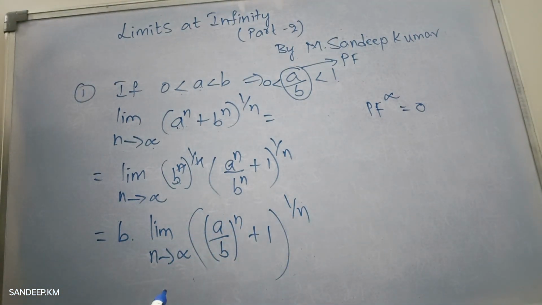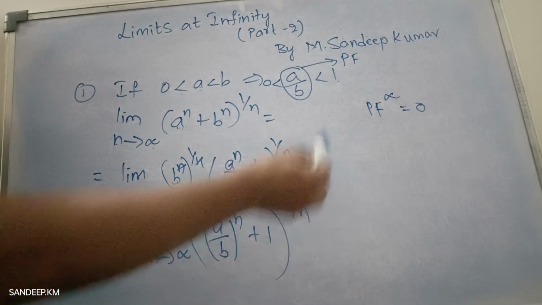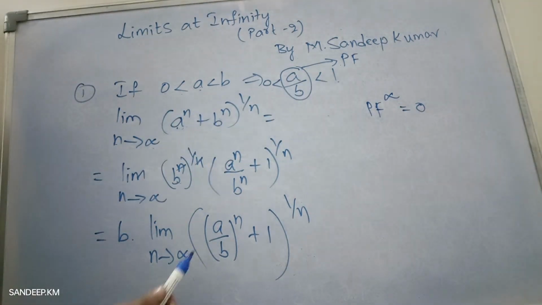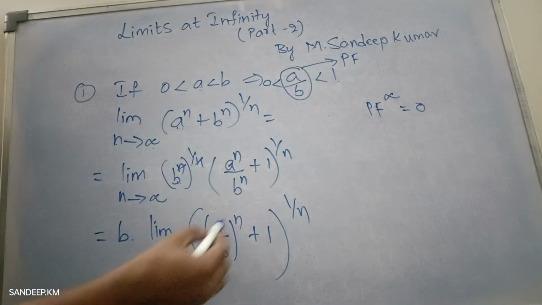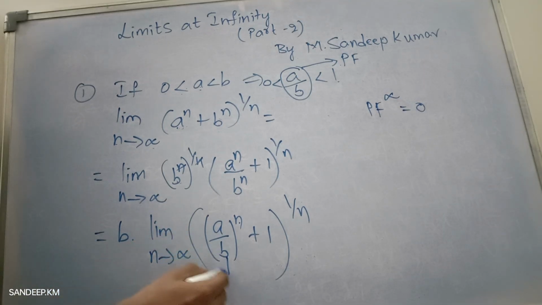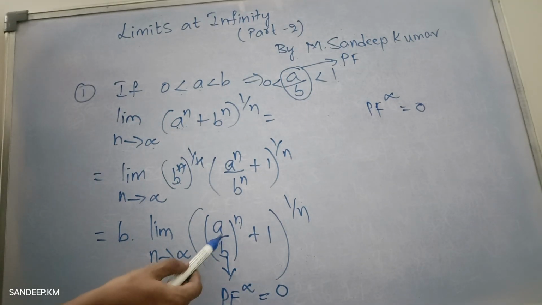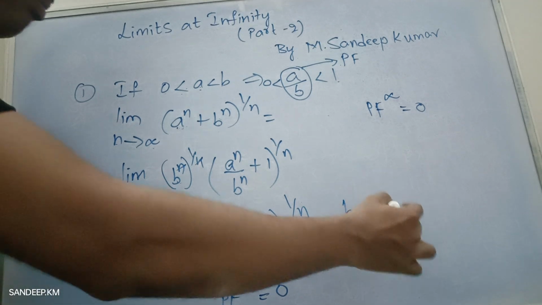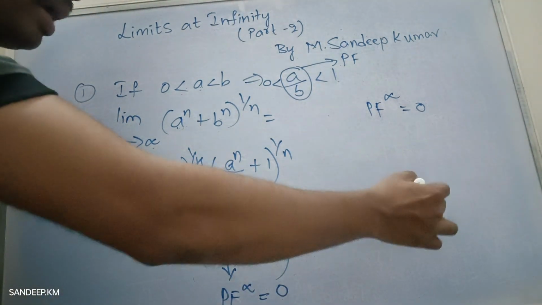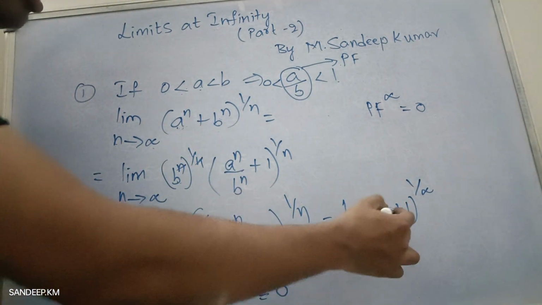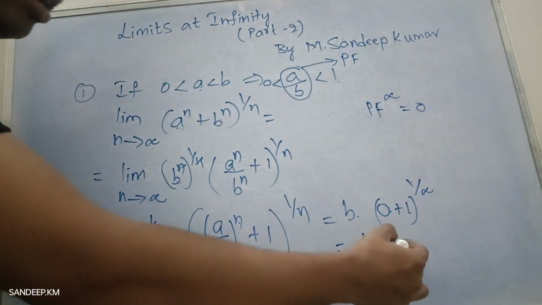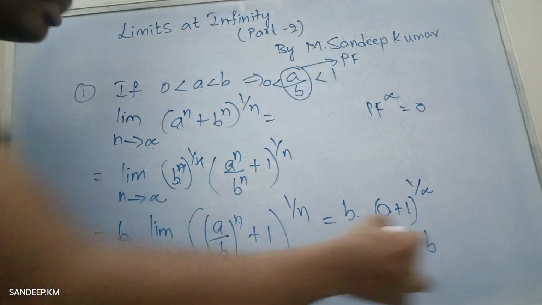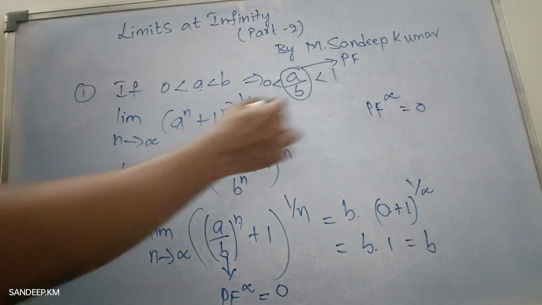Now dear students, observe that a by b is a proper fraction, correct or not? a by b is a proper fraction according to the condition given here and n is approaching infinity. So this is going to be a proper fraction to the power infinity, whose value is 0. So (a by b)^n becomes 0. It is b times (0 + 1) whole power 1 by infinity. Obviously 0 plus 1 is 1, and 1 to the power 0 will be 1. b into 1, and the answer is b. So dear students, the answer for this question is b.